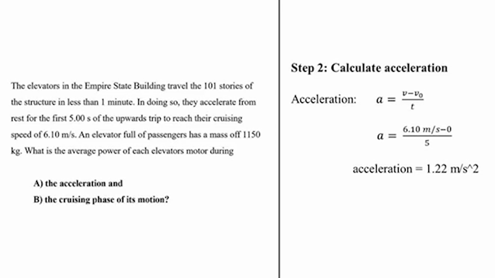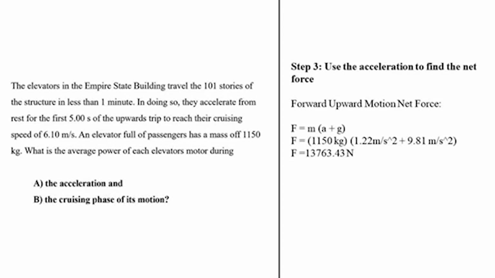So once you know what equations you're going to use, we can first start by calculating acceleration. So here it's just that cruising speed minus its initial speed, which is 0 because the elevator is starting from rest, and then over 5 because that's the total time it's going to take. And then we find that acceleration is 1.22 meters per second squared.